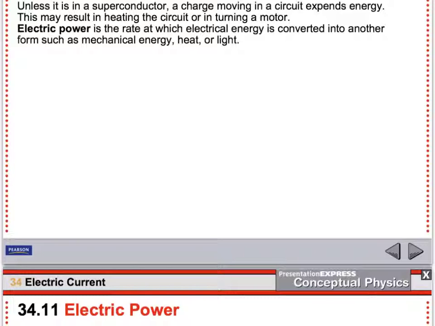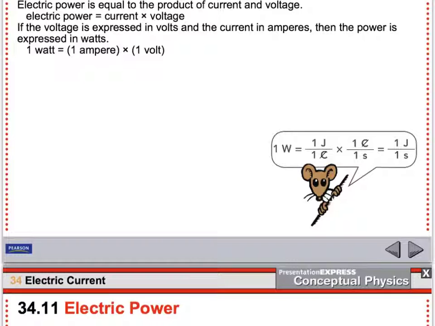Just a couple more things here. Electric power is the rate at which energy is converted into another form. It's the rate at which something is done with this electrical energy that you're getting. Electric power is measured in watts, just like the power we've already learned about, work over time. It's equal to the product of current multiplied by voltage. 1 watt equals 1 amp times 1 volt.